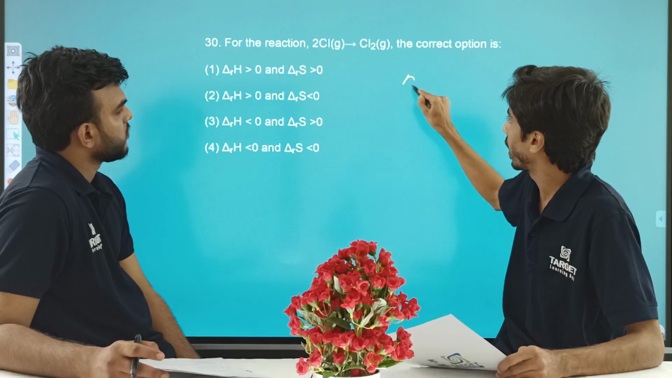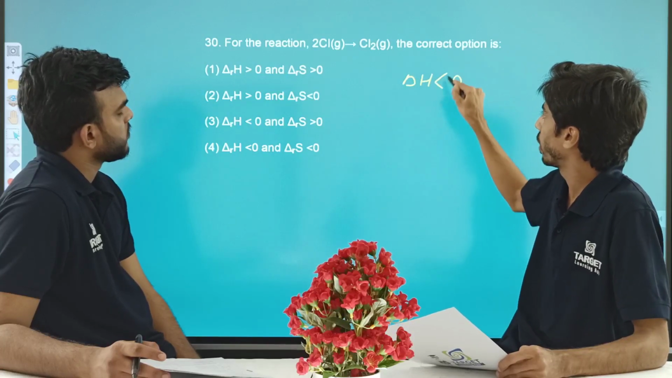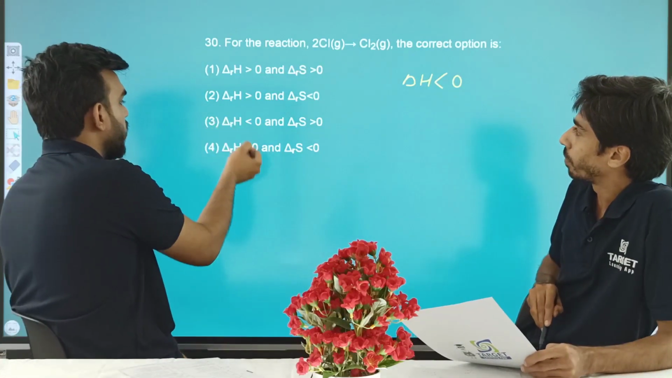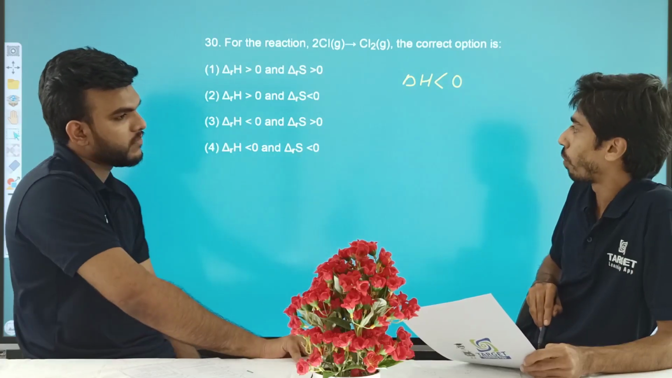I can say delta H, or the process is exothermic, is less than 0. So it can be either 3 or 4. Sir, yeah, either 3 or 4.